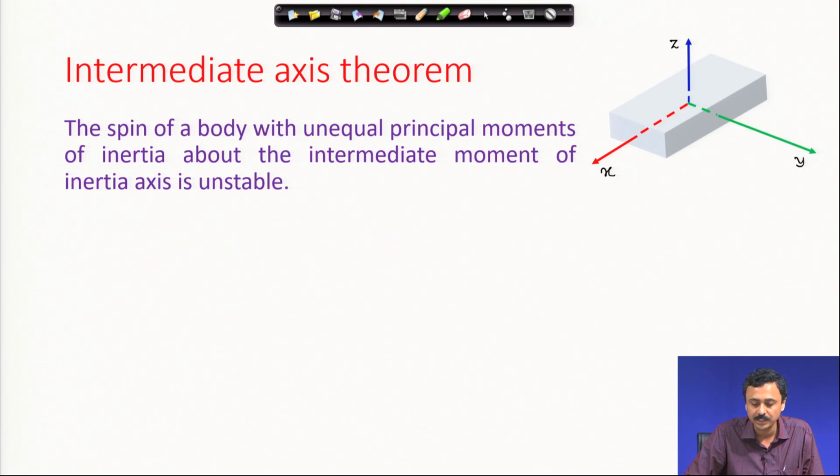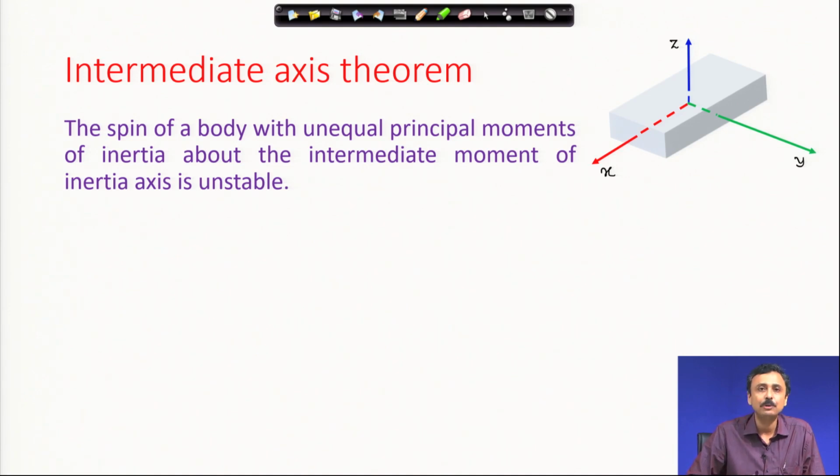The spin of a body with unequal principal moments of inertia about the intermediate moment of inertia axis is unstable. So, for an unsymmetric body, if you give a spin about the intermediate axis in terms of the principal moments of inertia, then it is unstable. That spin is unstable. But what is the meaning of instability? What is unstable? What will happen to the body?